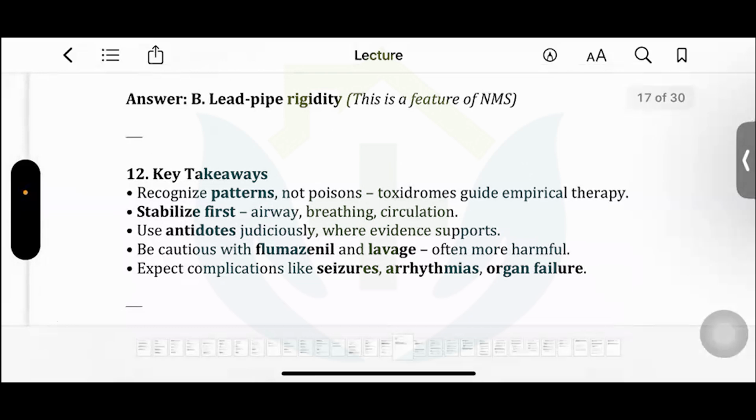So toxidromes, you need to know they guide the empirical therapy. Stabilize the patient first, control their airway, breathing and circulation, use their antidotes judiciously, and be cautious with flumazenil and lavage. Many times they are harmful. Expect complications like seizures, arrhythmias, and organ failures in these patients.